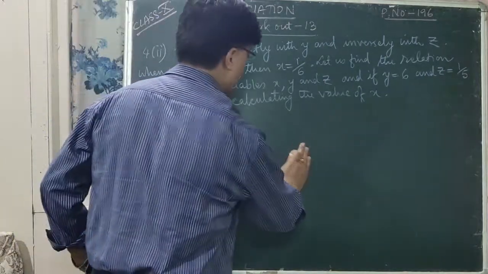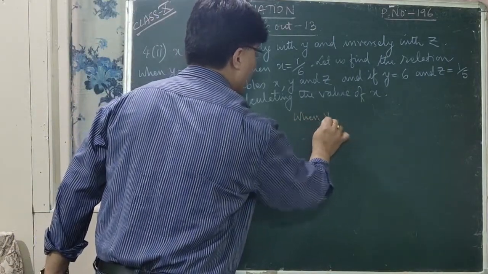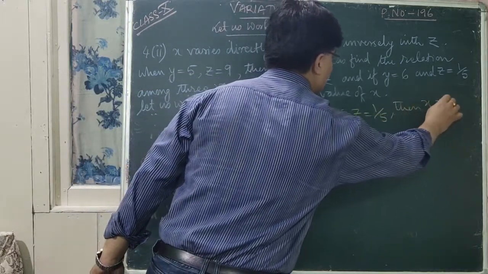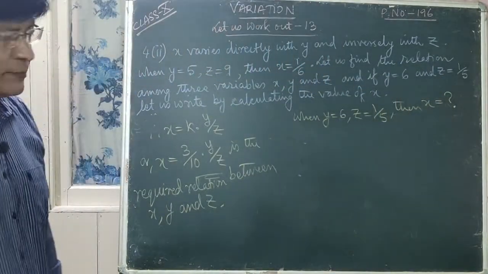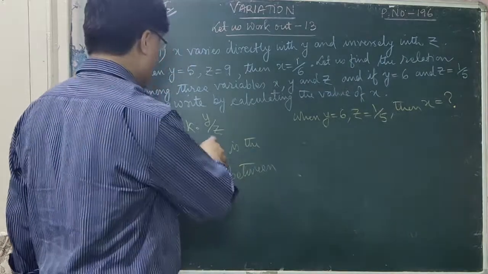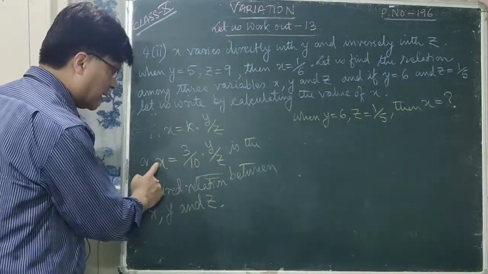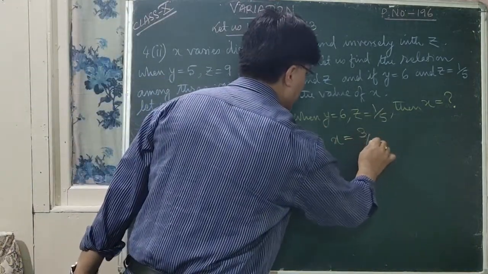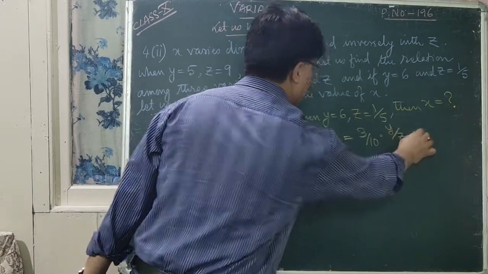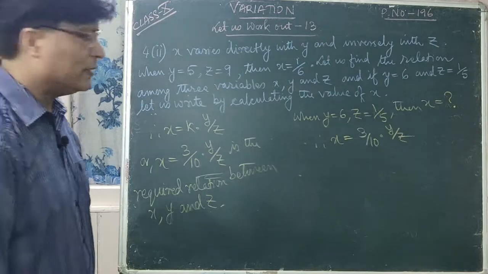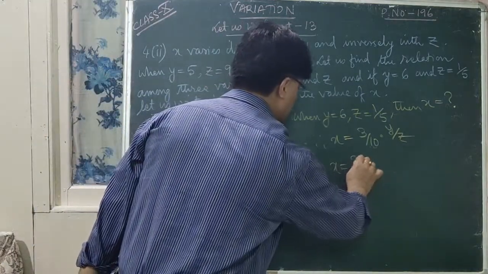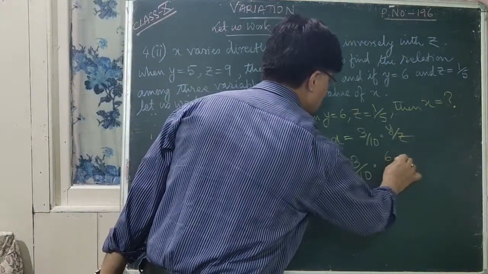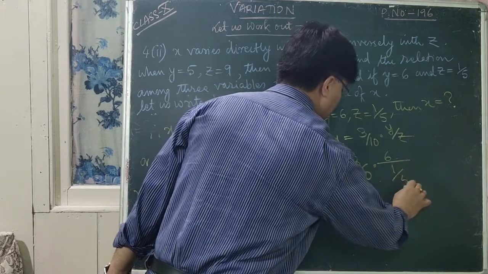So now, when y is equal to 6, z is equal to 1 by 5, then you have to get the value for x, that is x is equal to question mark. Is that clear? So now again you can use this relation. Just now we got the relation between x, y and z. What is that relation? Therefore x is equal to 3 by 10 into y by z. So x is equal to 3 by 10 into, what is y? 6, divided by what is z? It is 1 by 5, right?